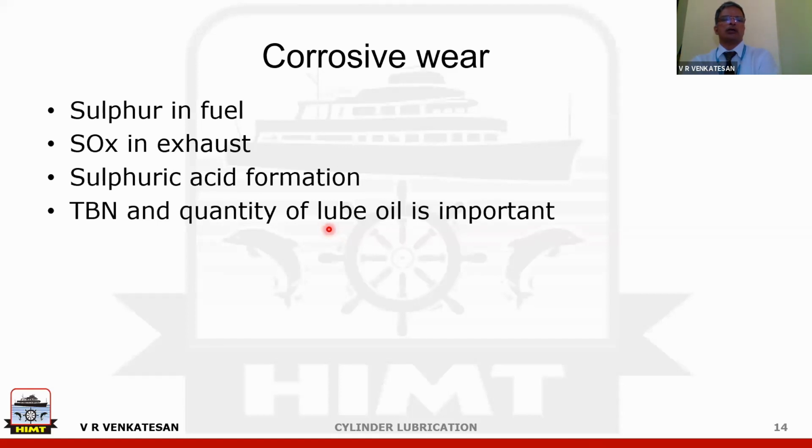So corrosive wear, if you want to prevent, there are 2-3 points. Number one is this sulfur in the fuel. If sulfur is not there, corrosive wear will be less. And if the liner temperature is high enough, sulfuric acid formation will not be there. And if your oil has got sufficient TBN, whatever sulfuric acid is formed can be neutralized. This is a basic principle.